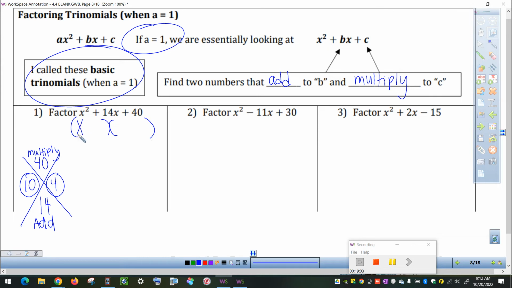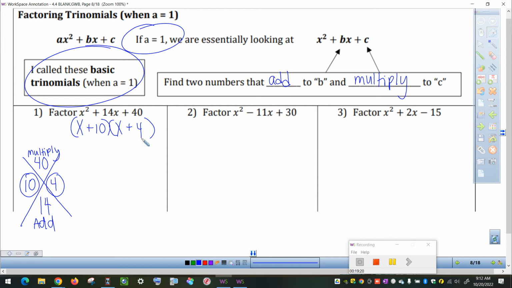We always have an x out here in the front of each one. Now, if this is a positive 10, I'm going to put a plus sign in front of 10. If the 4 is also positive, we're going to put a plus sign in front of the 4. So it looks like this. We have the quantity in parentheses, x plus 10, multiplied by the other quantity, x plus 4. And that's it. You can always check your answer by multiplying it out. You can multiply it out with FOIL. You can multiply it out with the box. Make sure that it equals the same thing that you started with.